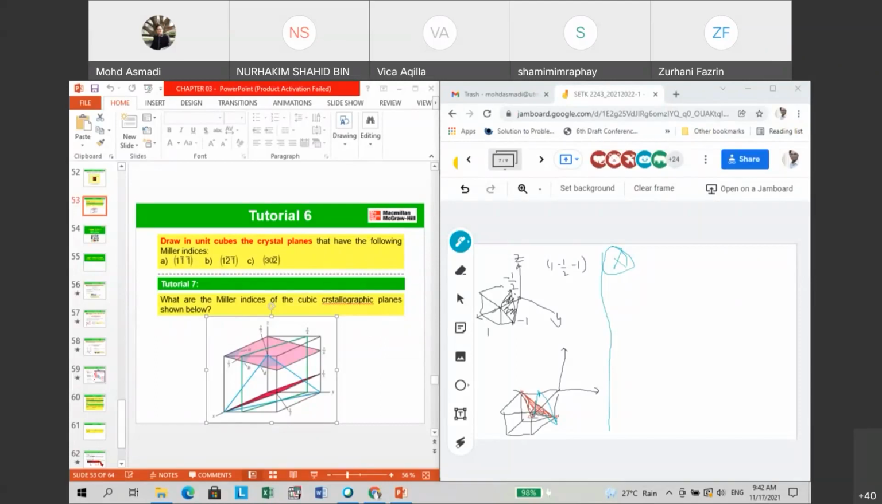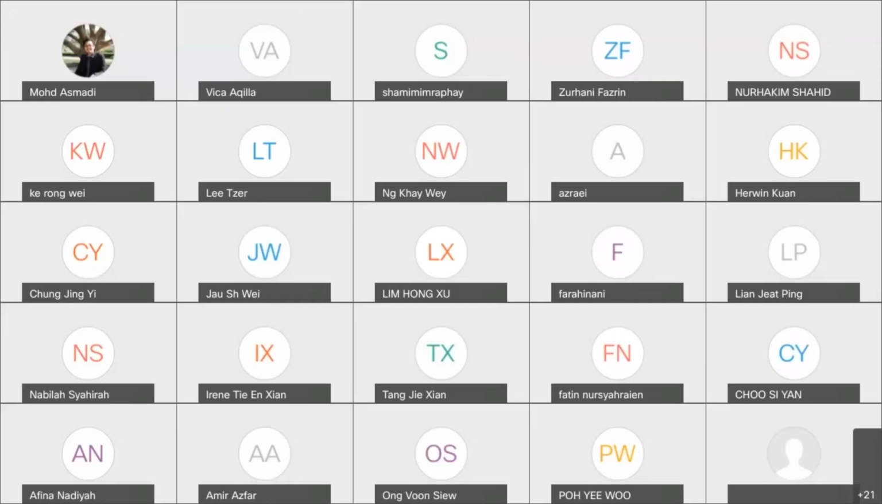Okay. So next is polymorphism. Later I will give you the tutorials and you can do them. Okay, sorry. Planar density and... for 15 minutes. Okay, sorry.